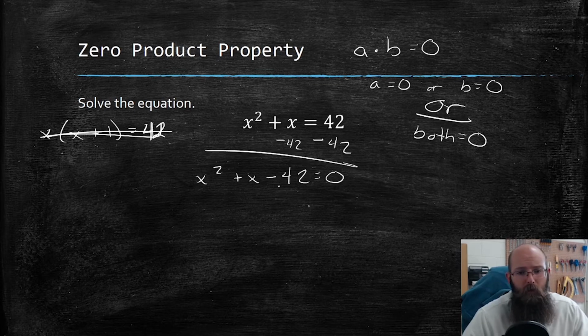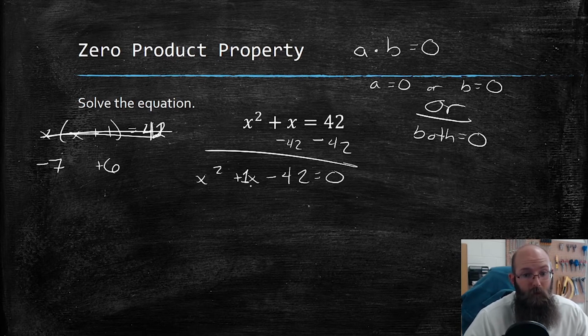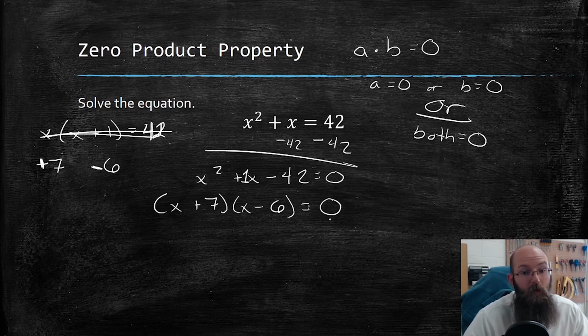Okay. And then what things multiply to get me a negative 42? Add to get me a positive 1. So that's going to be a negative 7 and a positive 6. No. Ooh, because that would give me a negative 1. I need to switch this. So that's going to be a positive 7, and this is going to be a negative 6. So x plus 7, x minus 6 equals 0.